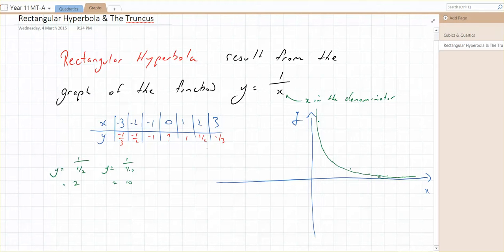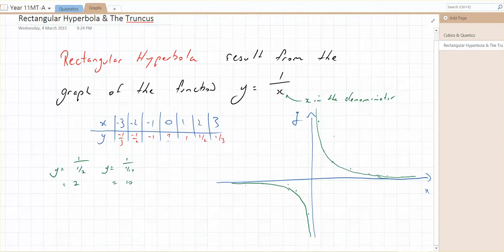Incredible. Okay, what happens over this side? Minus 1, minus 1. Minus 2, minus a half. Minus 3, minus a third. Looks like the same sort of thing's happening. Put minus a half in here, I'm going to get minus 2, minus a third. Yeah, it's doing this, isn't it? But it's doing it in this quadrant. So it's got that sort of shape going. So this is the rectangular hyperbola that results from y equals 1 over x.